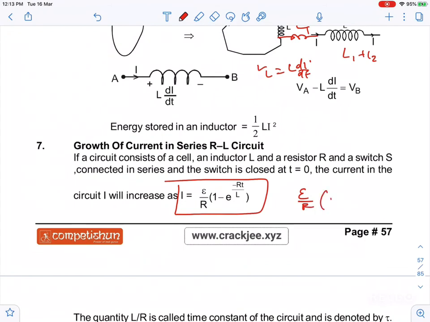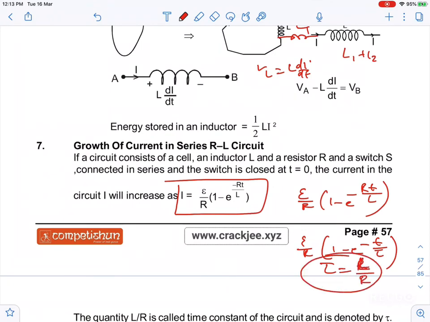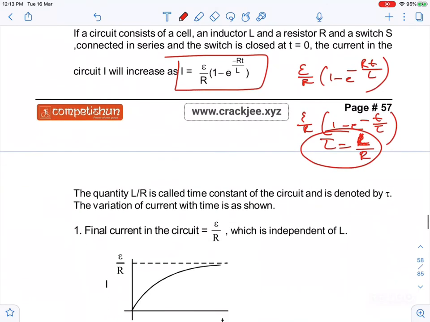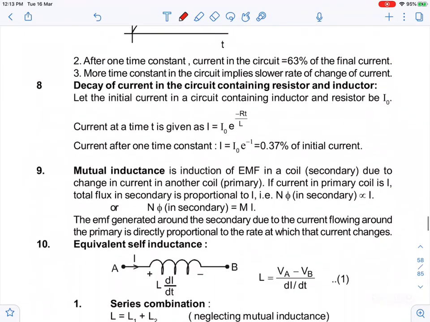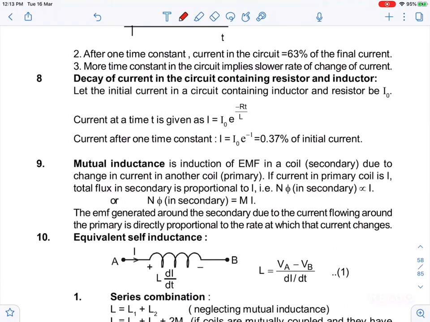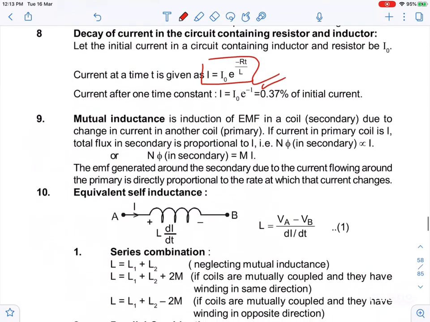Okay guys, growth of current, like we have discussed in the RC circuit, same is here: E by R into 1 minus e to the power minus Rt by L. You can also write E by R into 1 minus e to the power minus t by tau, where tau, the time constant for an RL circuit, is L by R. So this is t by tau. Now this is the graph. Again, we do not have to discuss all these things in detail. So the same result will come here.